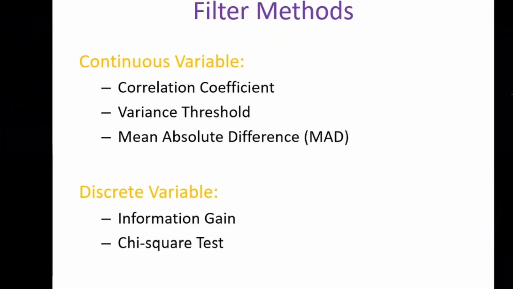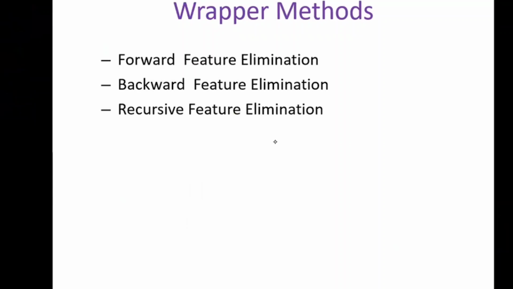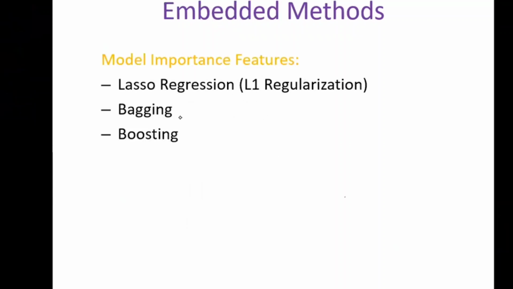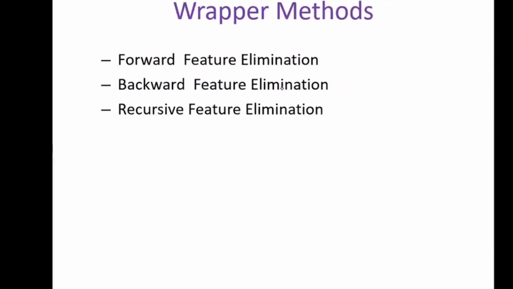Right? Next. Wrapper, embedded methods like lasso, bagging techniques, and boosting techniques. This is after modeling. Whereas wrapper methods, what is meant by wrapper methods? Wrapper methods means forward feature elimination, backward feature elimination, recursive feature elimination. 3 techniques we are having.